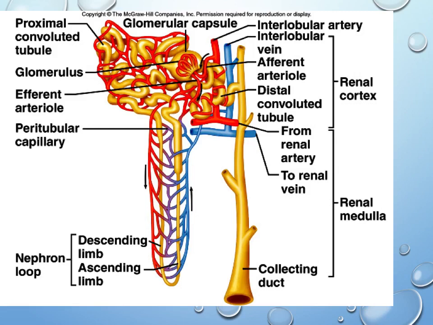We will then have movement of materials from the PCT, the proximal convoluted tubule, into the peritubular capillaries through passive transport, as well as a small bit of active transport, very little active transport. Most of the movement here is strictly due to diffusion gradients. About 90% of all of the stuff that comes into the filtrate will be reabsorbed within the proximal convoluted tubules.